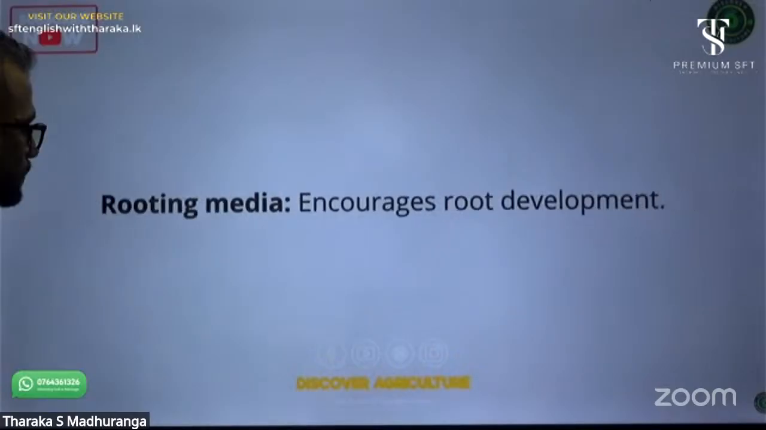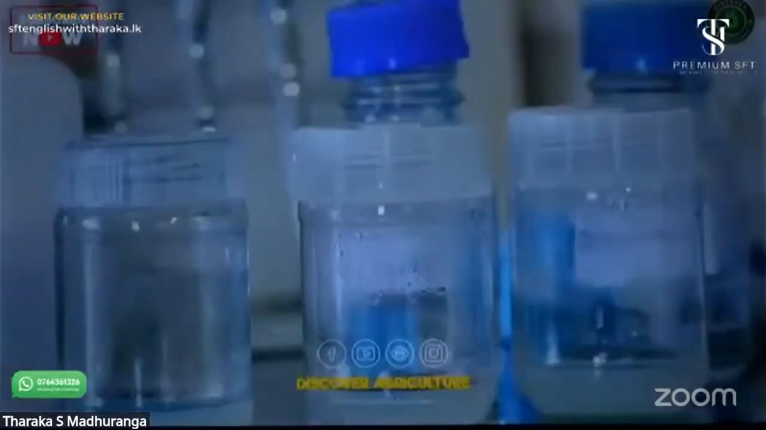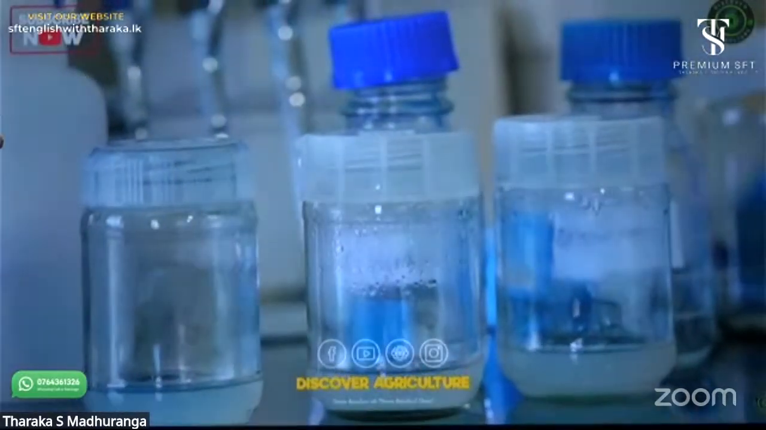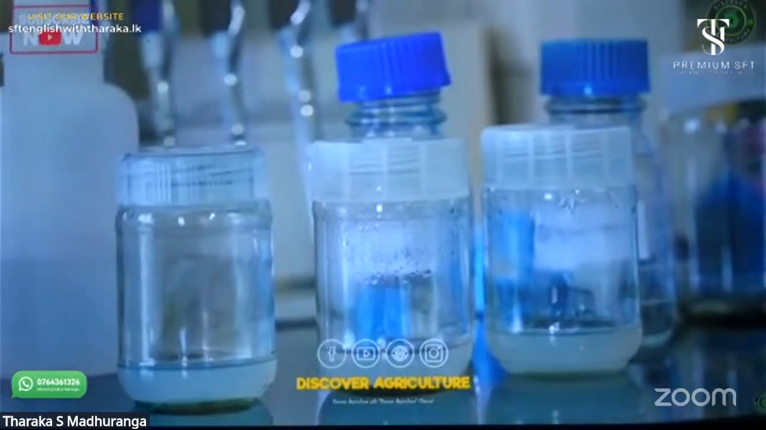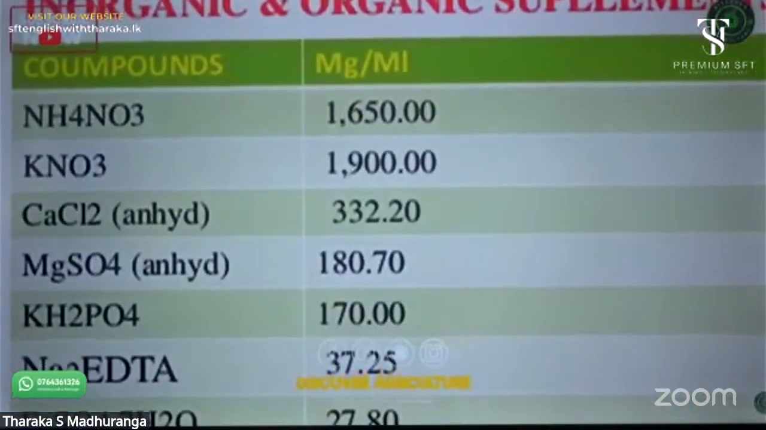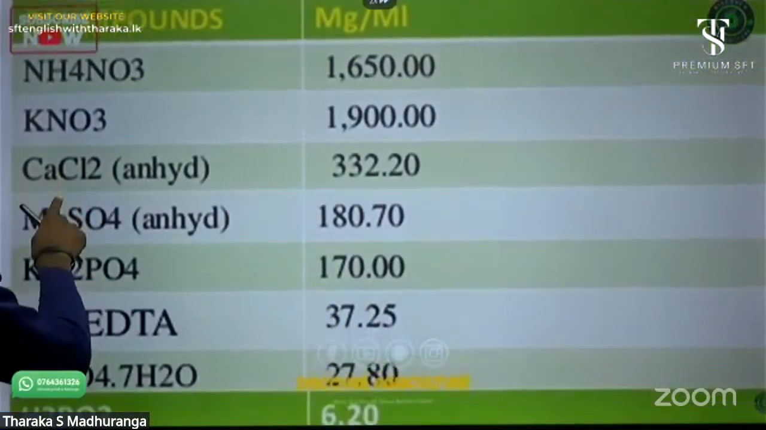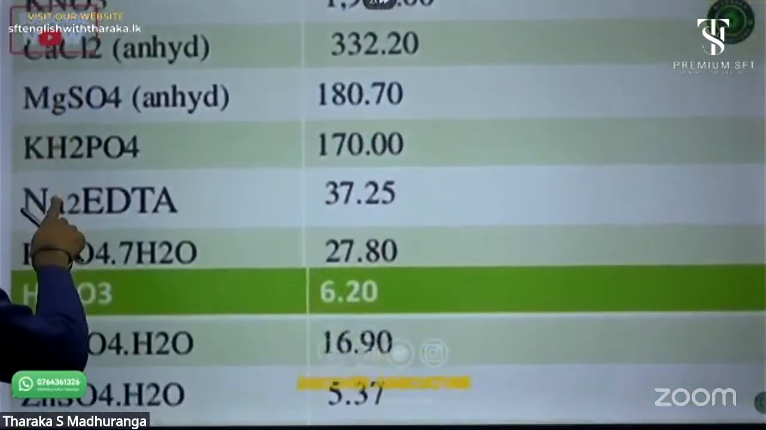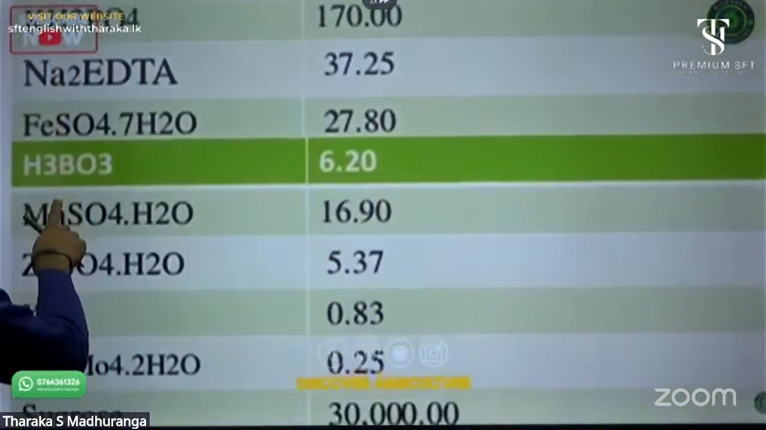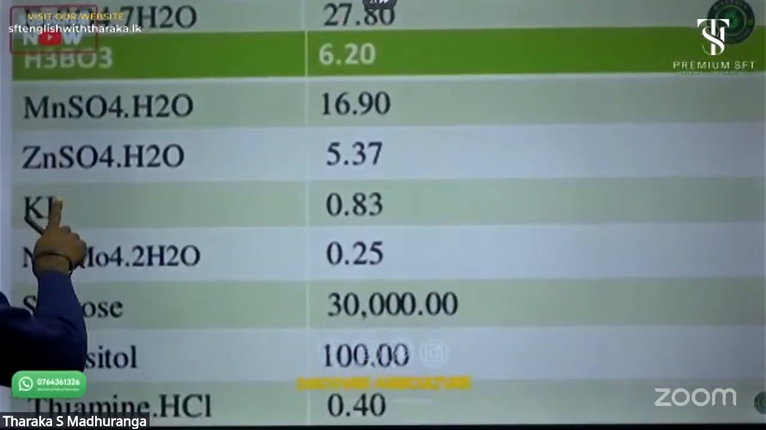Rooting media encourages root development. These nutrient media contain both organic and inorganic salts. Macronutrients like magnesium, potassium, and calcium are added in gram quantities, while micronutrients such as molybdenum and zinc are used in milligram amounts. Additionally, vitamins and other organic additives are included to support plant development.